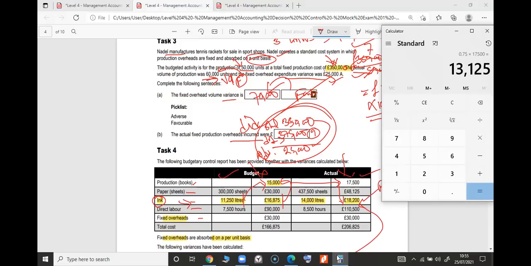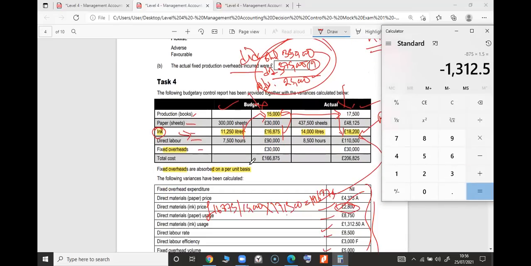How much did you use? It did take, tell me, favorable or adverse? Taken 14,000. 875, favorable or adverse? Come on, of course, adverse. And you can multiply with the one you got, 1.5, I think we got it, wasn't it? So 1,312.5 is correct, adverse.